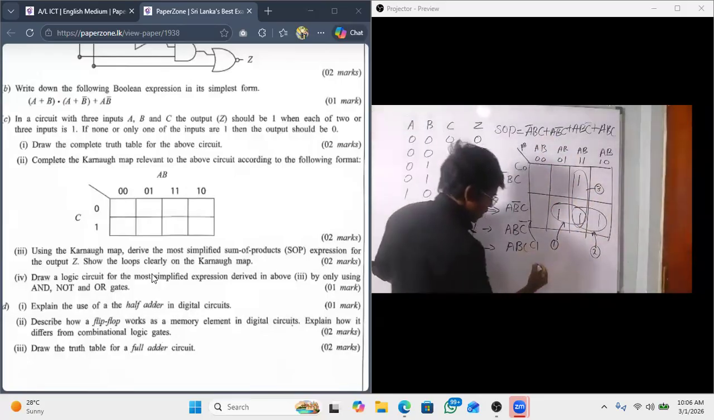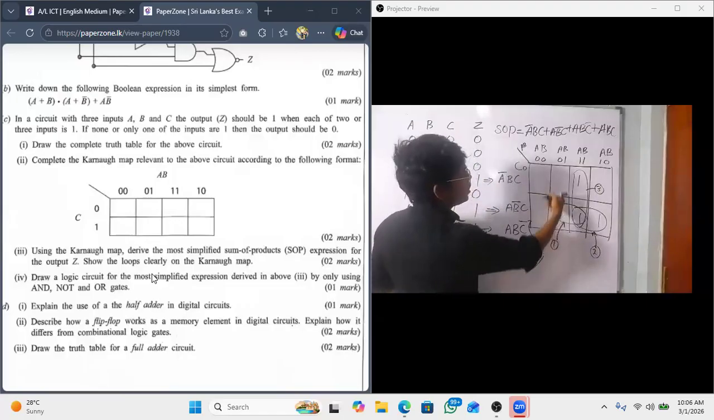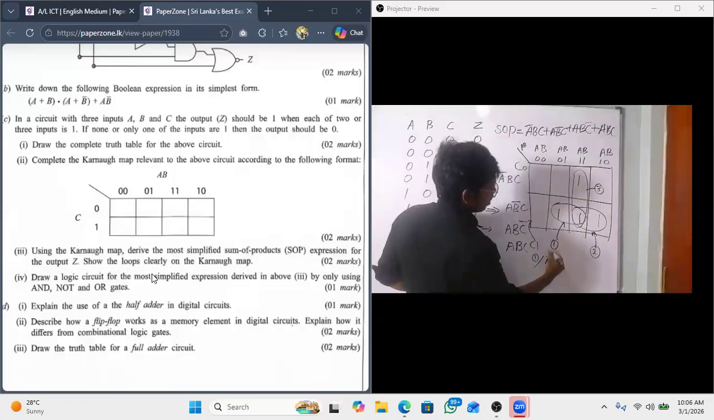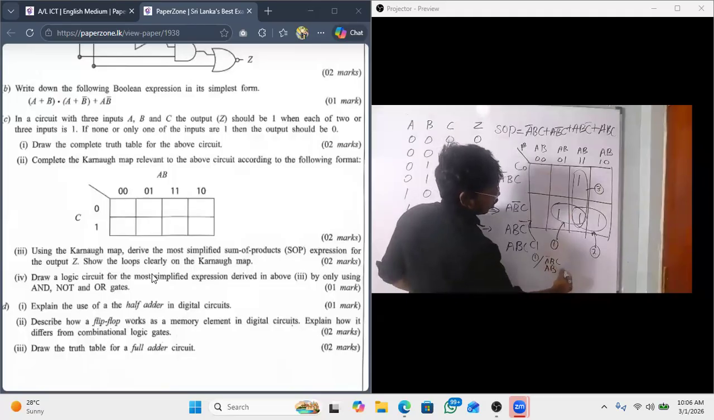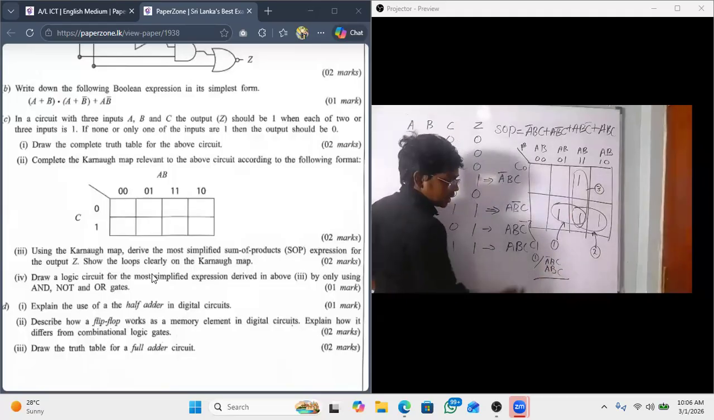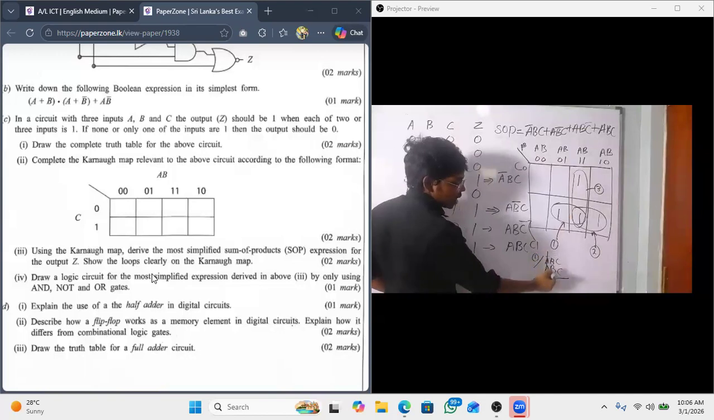Now let's write the answers. Group 1. What is the min term we used? A bar, B, C. Here we have A, B, C. So opposites cut. If you see an opposite, A bar and A, you can cut. So the balance you can write B, C.